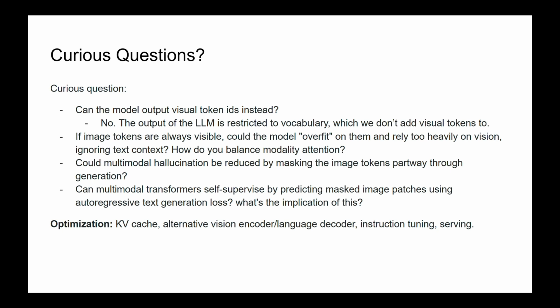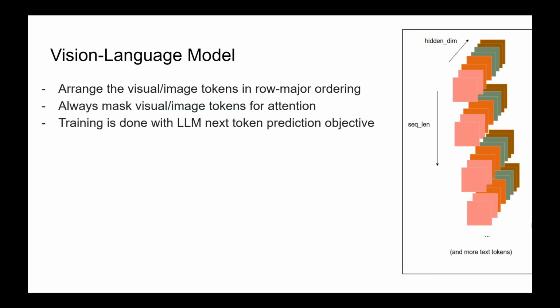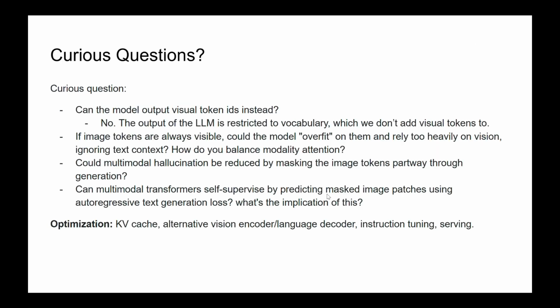And the third question that I want to discuss is, is it possible to reduce multimodal hallucination by reducing the masking of the image tokens partway? So basically, what I mean by this is that in the very first prompt, we have all of the images in the tokens, and then you're going to concatenate it with the prompt tokens. But after you output your first word or the first token, you're going to hide the image tokens. So the images are only made available on the very first time step. After that, you're going to hide the image. It might reduce multimodal hallucination, right?